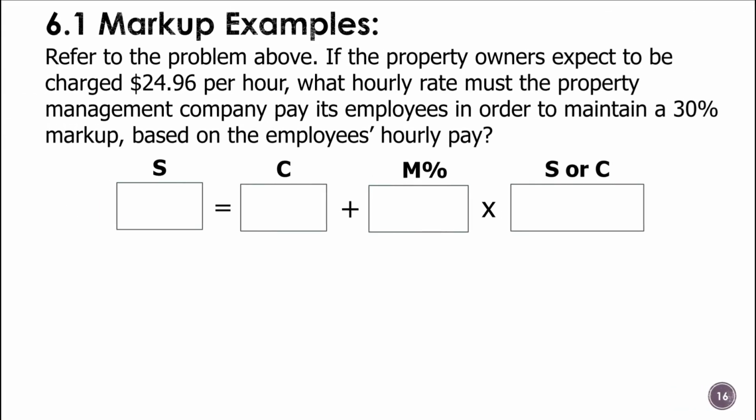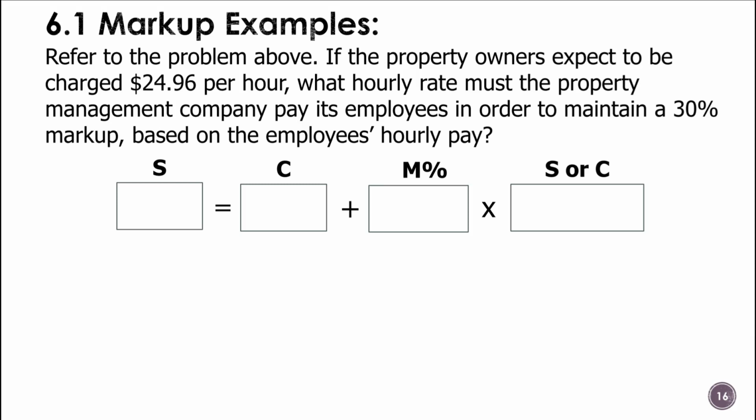So this is our last question for this lesson 6.1. It says, refer to the problem above. Well, okay, to the last problem, I guess. If the property owners expect to be charged $24.96 per hour, what hourly rate must the property management company pay its employees in order to maintain a 30% markup based on the employees' hourly pay?